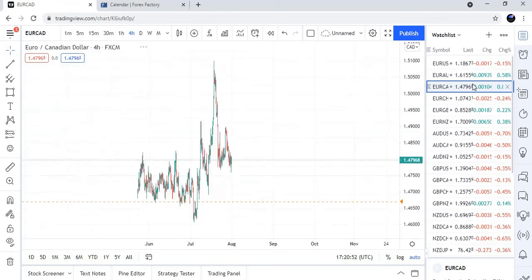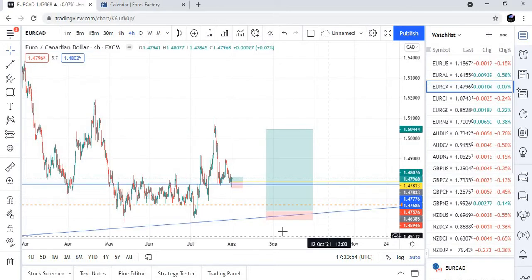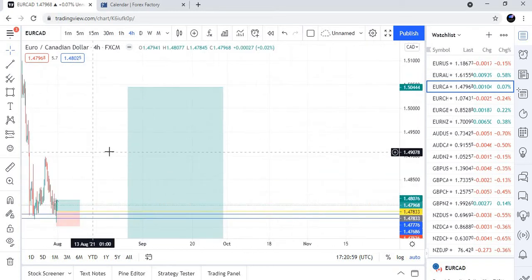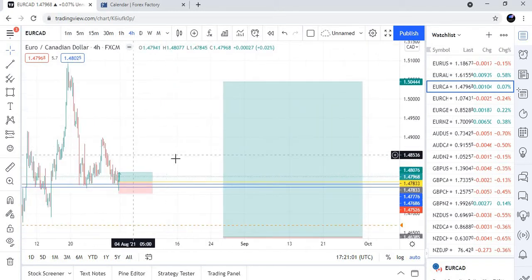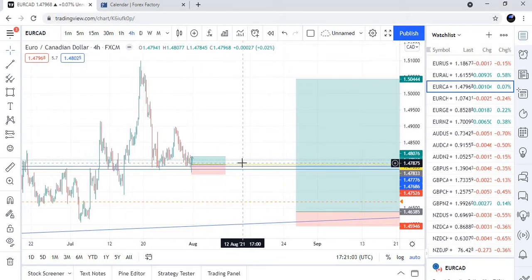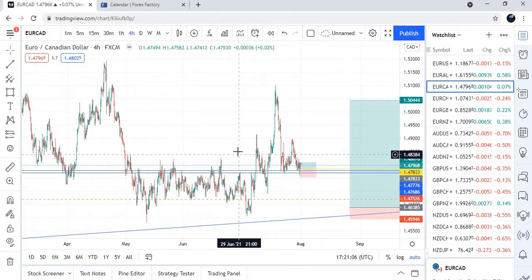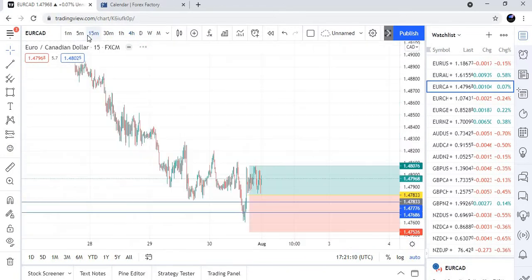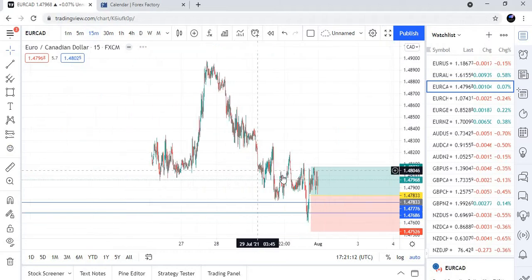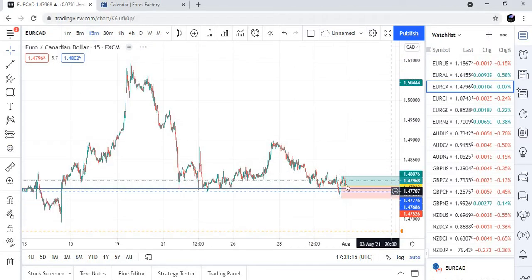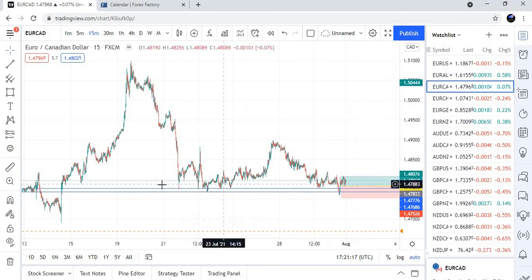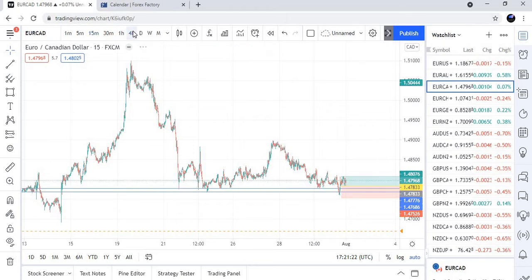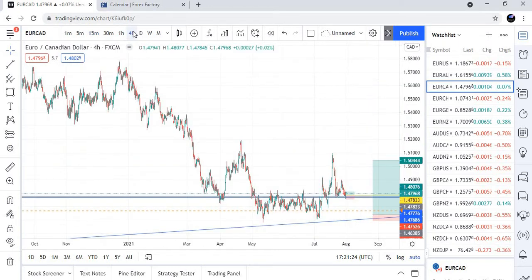Let's go to the Euro Canadian dollar. For this, we already placed a trade last week. We placed a buy, and we are expecting to close this trade very soon. We've caught about 20-something pips so far. Let's head to a lower time frame. I don't think this trade will go up. I believe it might break down, because this is an exhausted support level as far as I'm concerned. So we're just going to wait and see how the market moves.